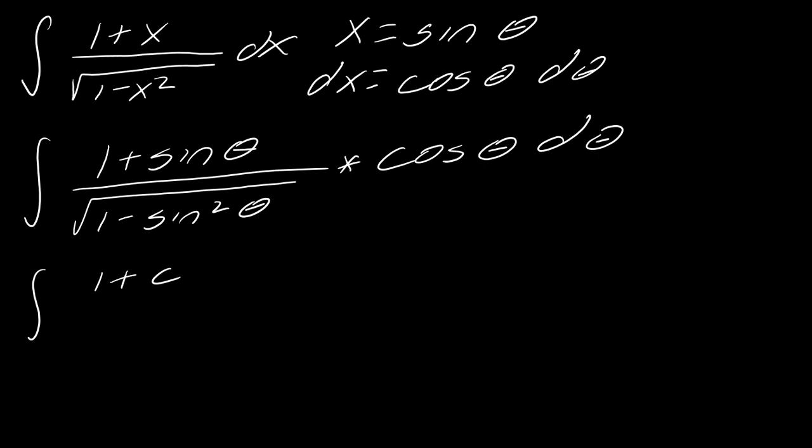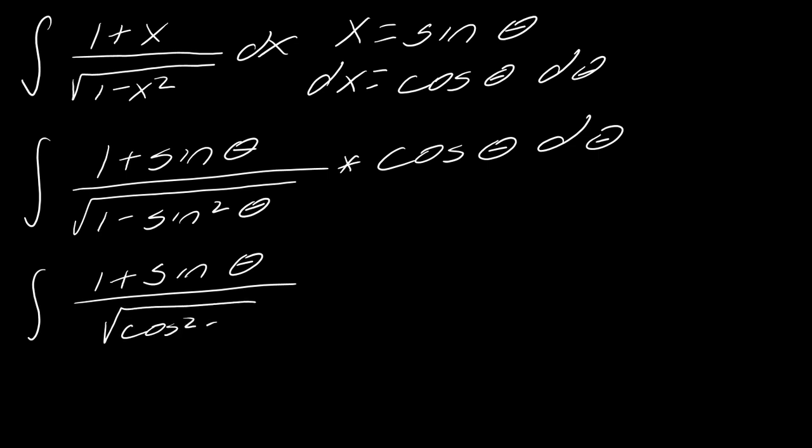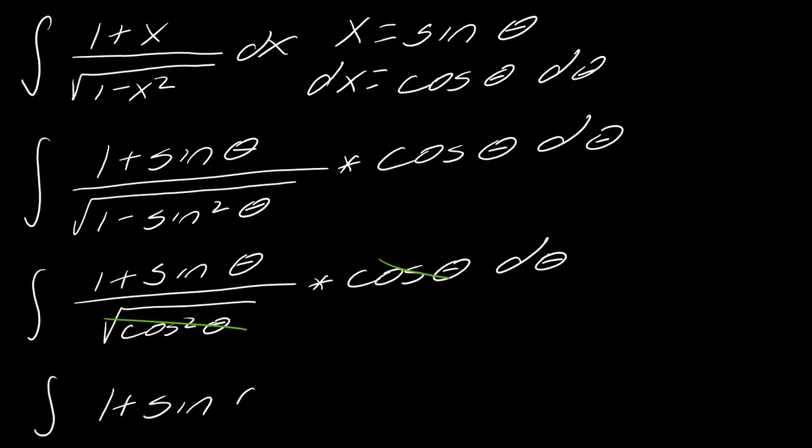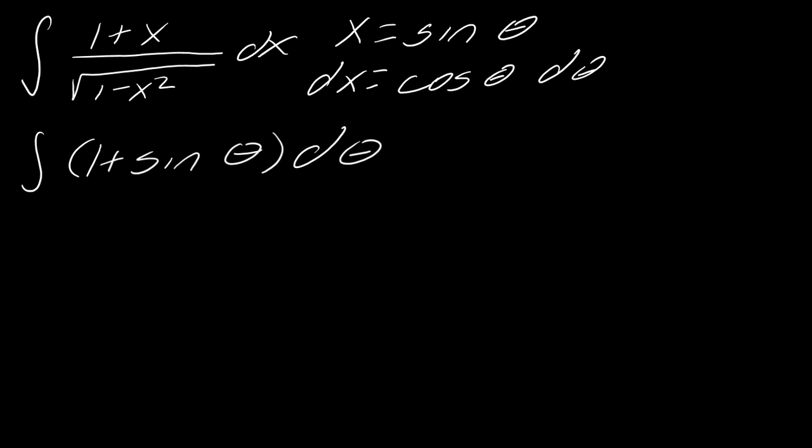So now I've got 1 plus sine theta, and now 1 minus sine squared theta we know is cosine squared theta, and then this is of course times cosine theta d theta. Hopefully you can see now that the square root of cosine squared is just cosine. So I'm going to go ahead and cancel these out. And look at what a nice problem we're left with, just 1 plus sine theta d theta. Excellent. So now I will clear a little space and we'll integrate.